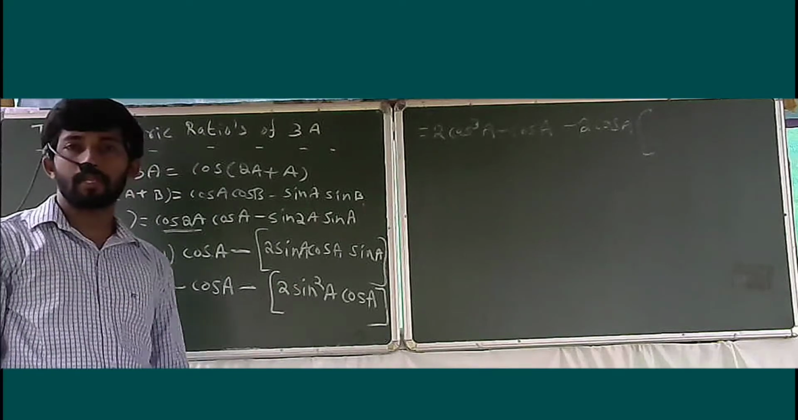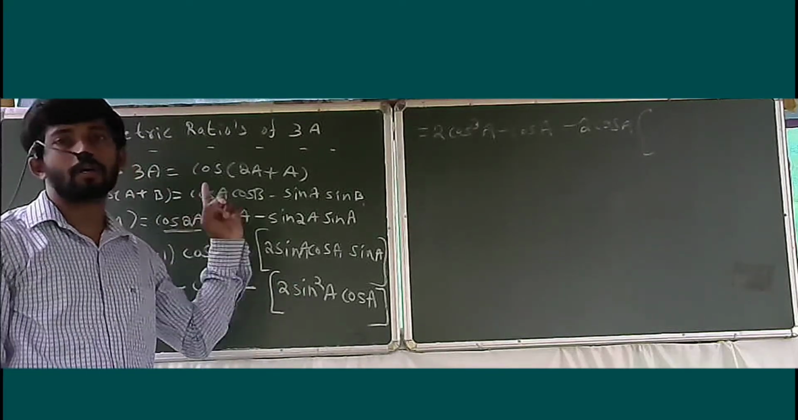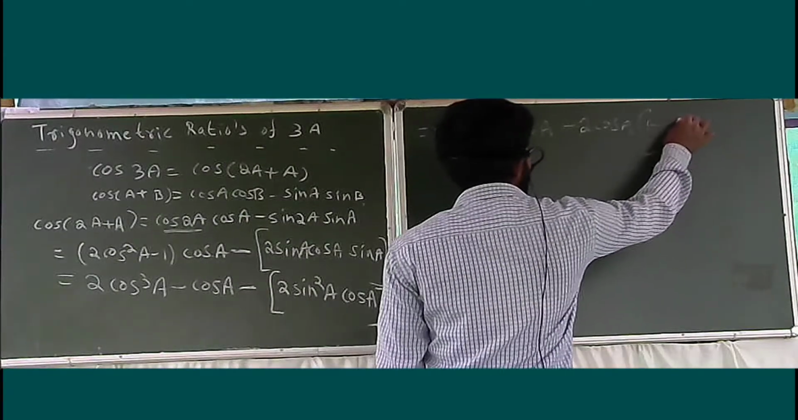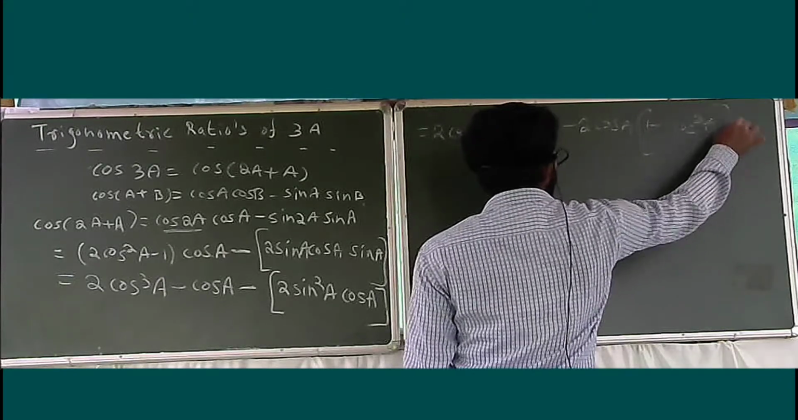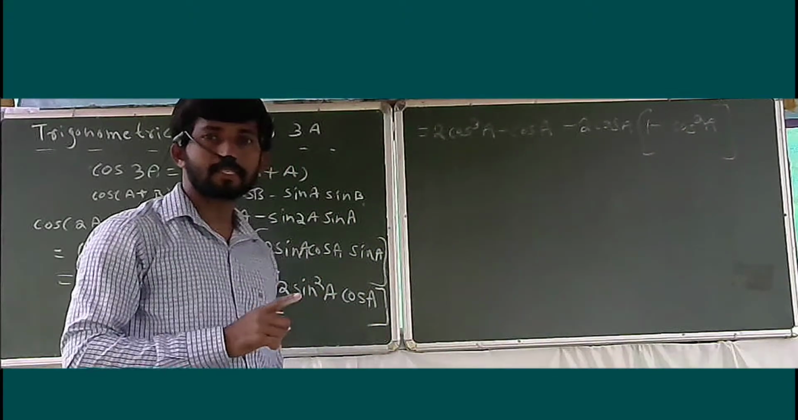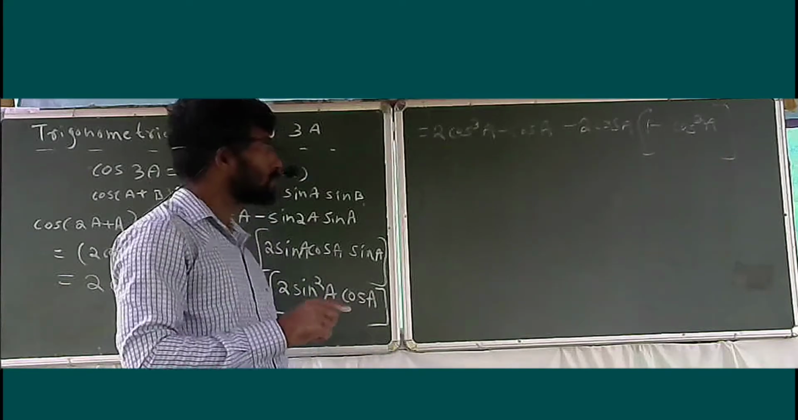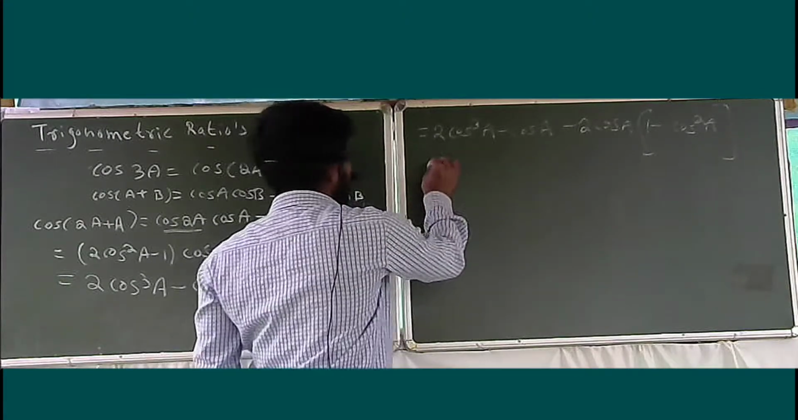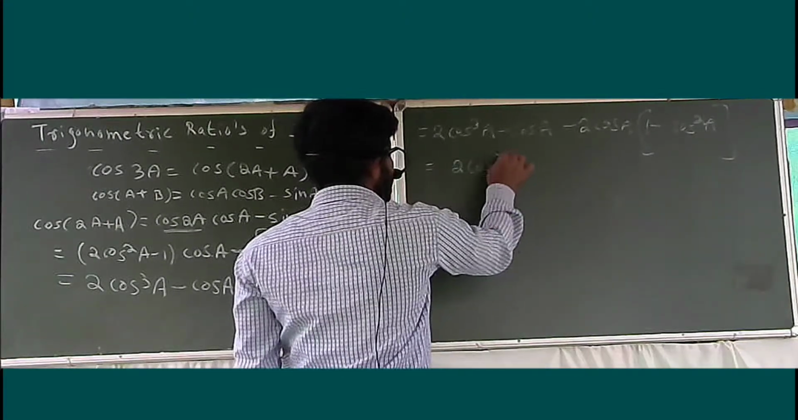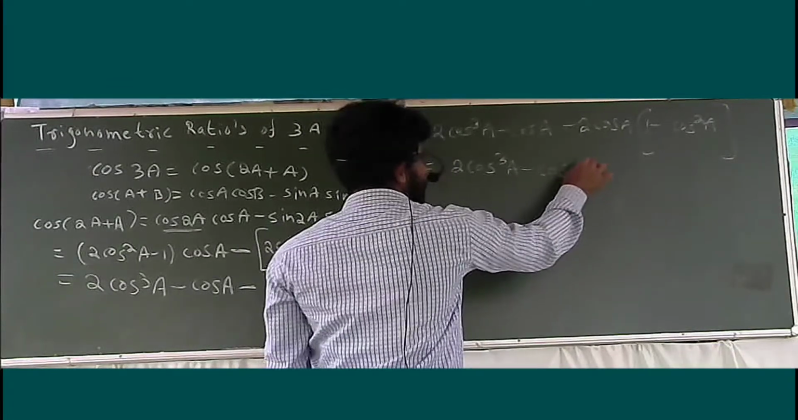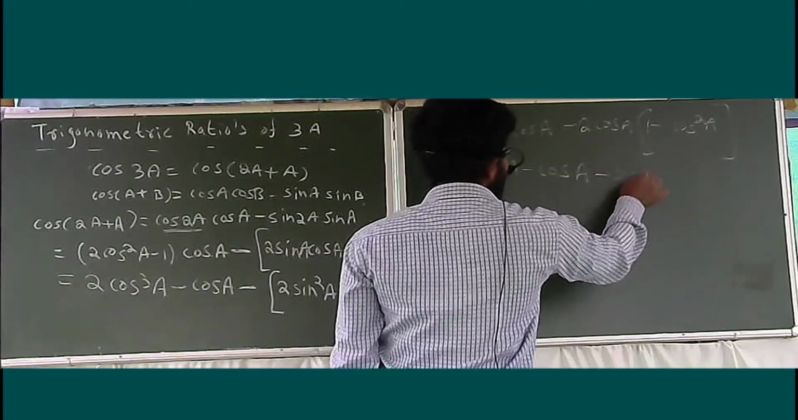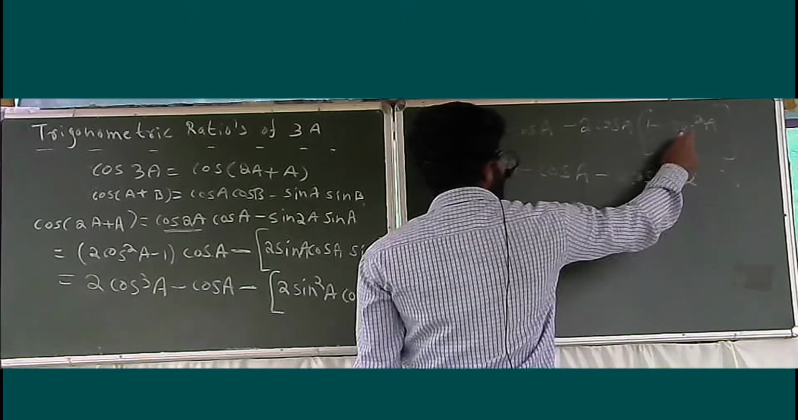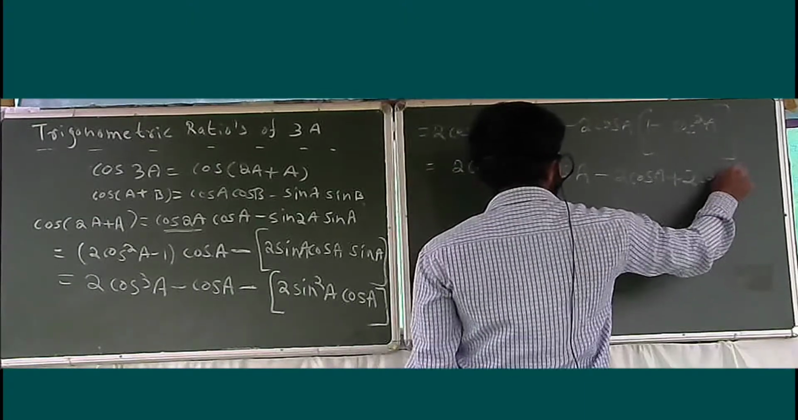You need to write sin square a in terms of cos because you are proving cos 3a formula. So, sin square a can be written as 1 minus cos square a by the identity sin square a plus cos square a equal to 1. So, sin square a can be written as 1 minus cos square a. Now, again simplify 2 cos cube a minus cos a minus 2 cos a, minus into minus plus 2 cos square a into cos a is cos cube a.